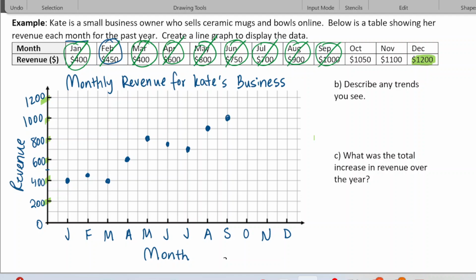October is 1,050. That's going to be halfway between 1,000 and 1,100. November is 1,100 and December is 1,200.